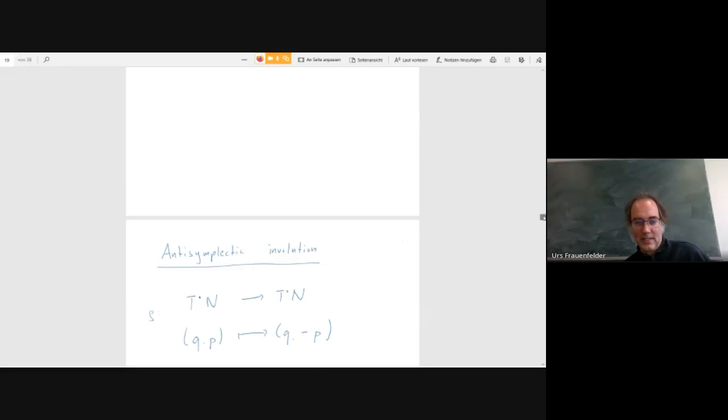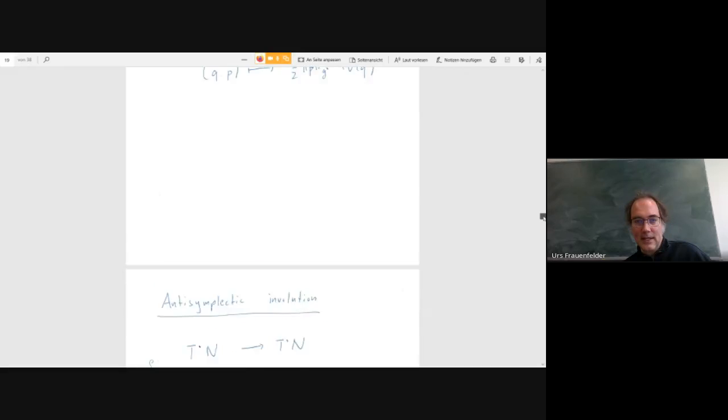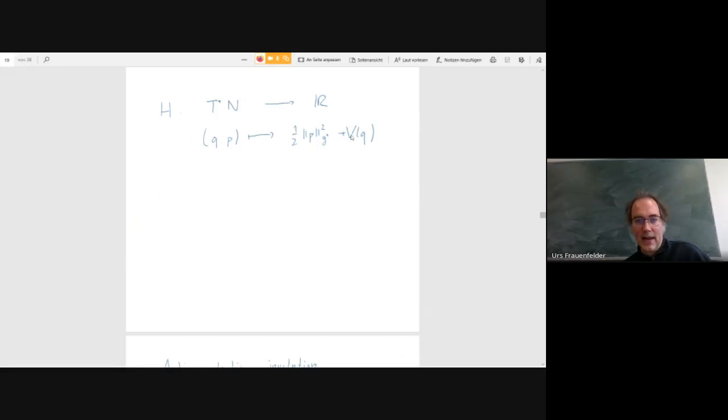So this is an anti-symplectic involution. You just switch every fiber, p to minus p. So you keep q and switch p to minus p. And then if you look at this Hamiltonian, this is invariant under this.